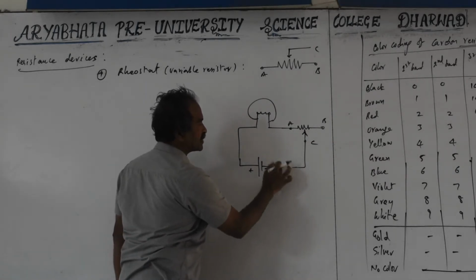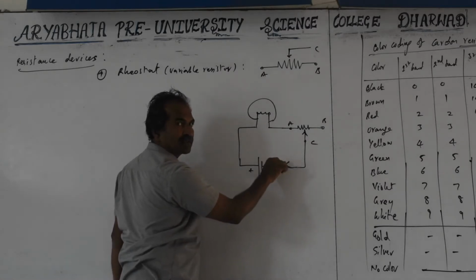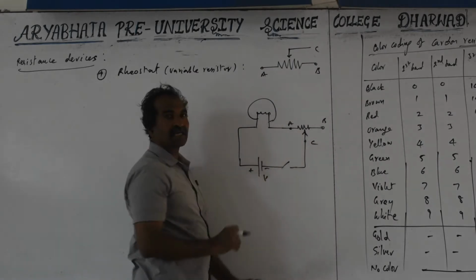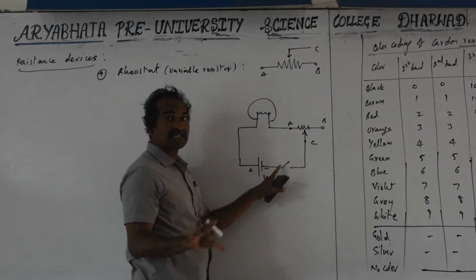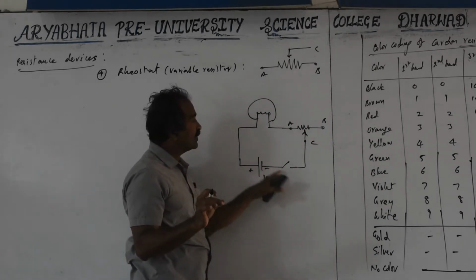Generally these are called two diagrams. A switch also will be used. Switch closed, switch open. Close means current starts passing, open means current stops. An open circuit is called an open circuit. If you open this one, current is zero. Current means flow of electrons. Flow of electrons is possible only if it is a closed circuit.